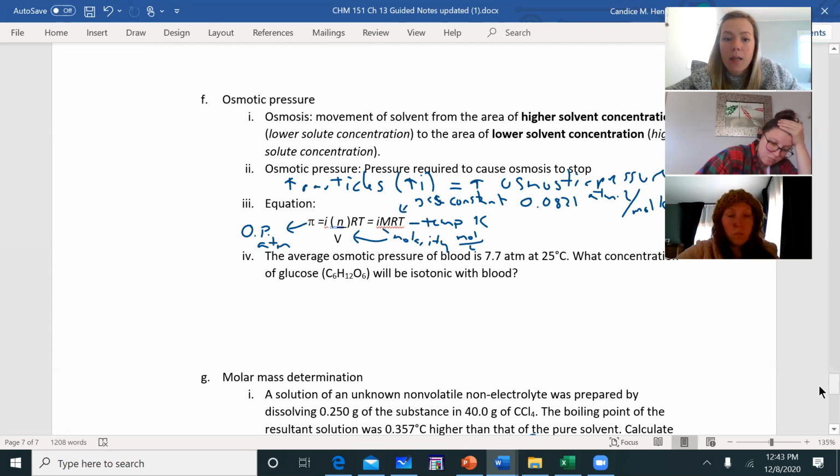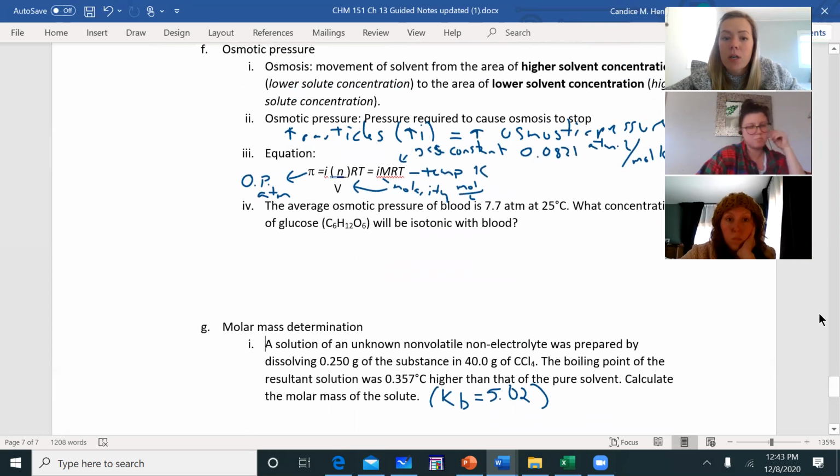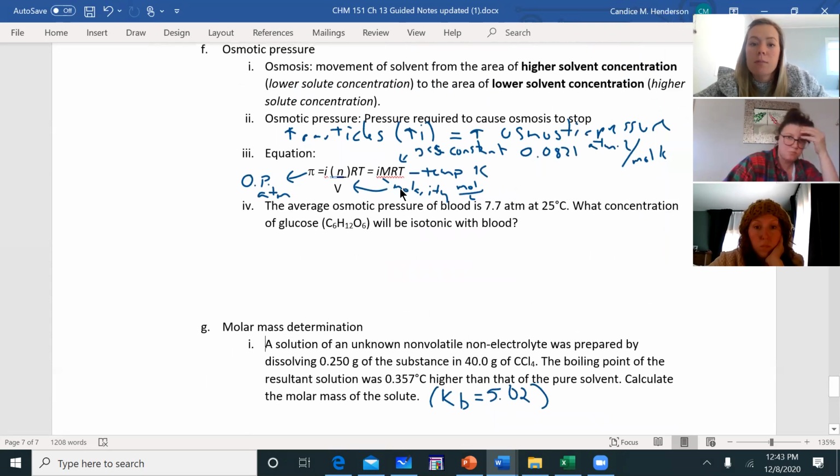We're looking at blood pressure. It says the average osmotic pressure of blood is 7.7 atm at 25 degrees Celsius. What concentration of glucose will be isotonic with blood? And isotonic just means balanced with. So we have information on everything but concentration, which is our molarity.